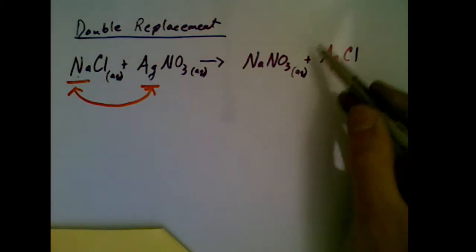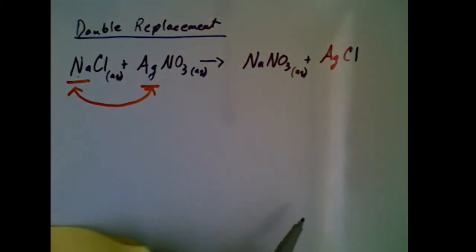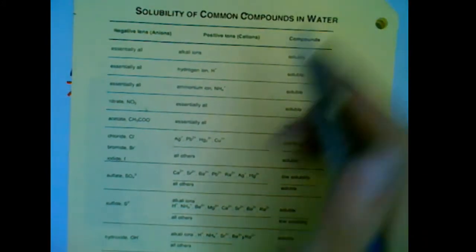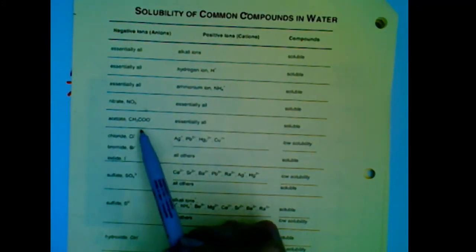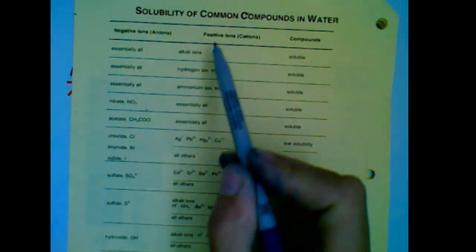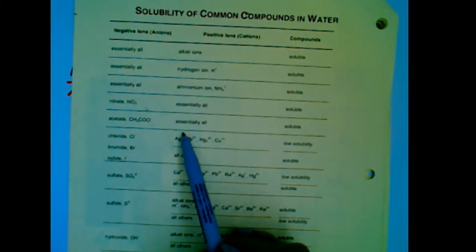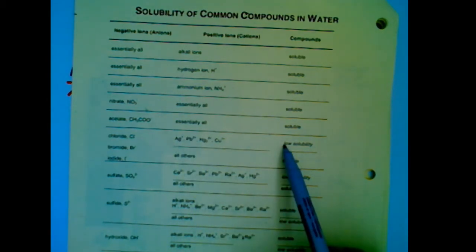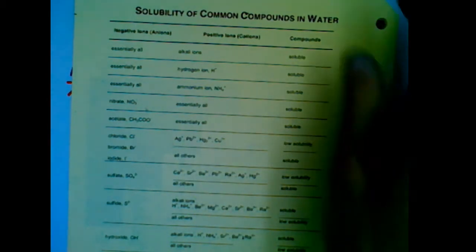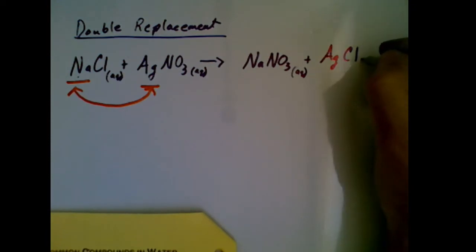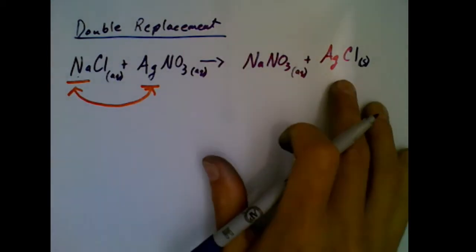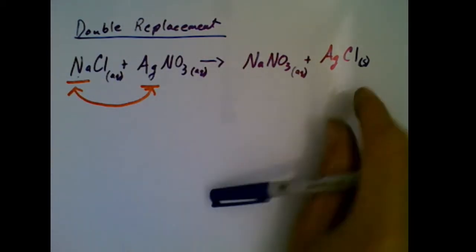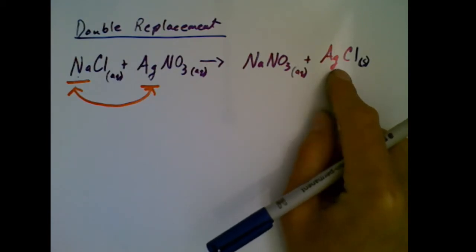Now let's check AgCl. What we want to do is look at our negative ion, Cl minus, chloride. When it is combined with, so now you go to your positive ion and find Ag, it tells us that it has low solubility. Low solubility is another way of saying that it is going to react and form a solid. This would be called a precipitation reaction, and AgCl would be the precipitate.